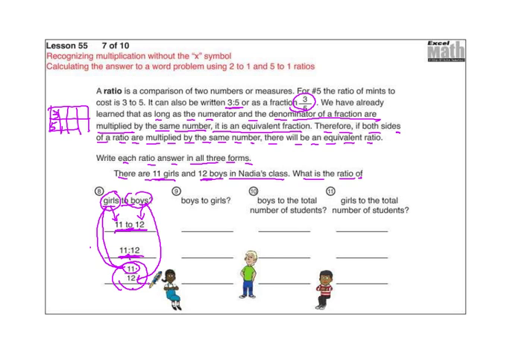Let's do number 9 together. Boys to girls. There are 12 boys, so we're going to do 12 first. We're going to do the "to" method here first. 12 to 11. 11 girls. Notice I'm putting boys here.